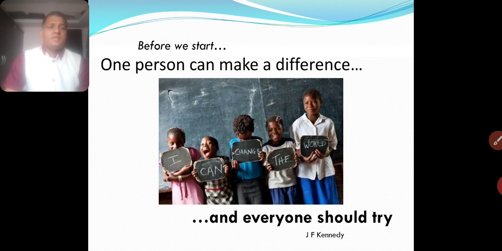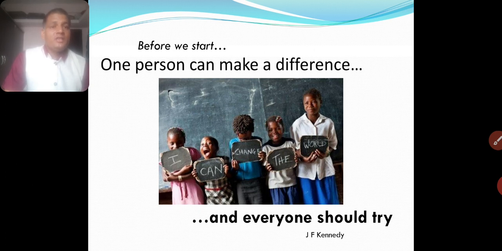This is a very nice example given by Kennedy. I think everybody should look at this picture and understand what exactly it is showing us. One person can make a difference. I can change the world. You have the ability, you can do that, you will change the world. How? Through your involvement in this activity. If you are involved in this marathon or in this particular activity, you will change the world. You can change the mindset of the people, of the nation, of the state, or even of the home.